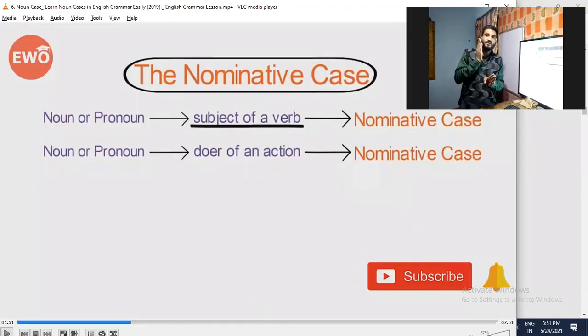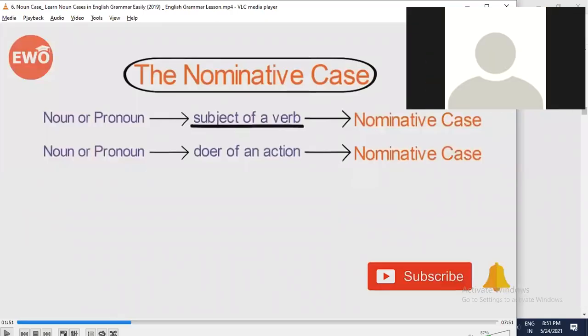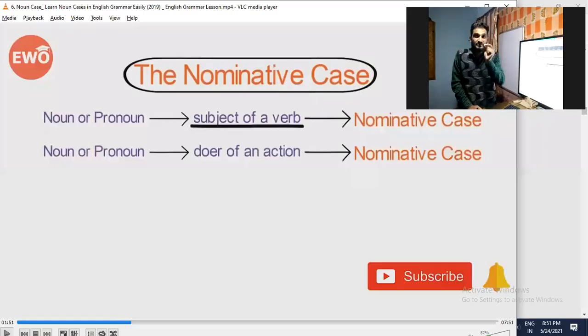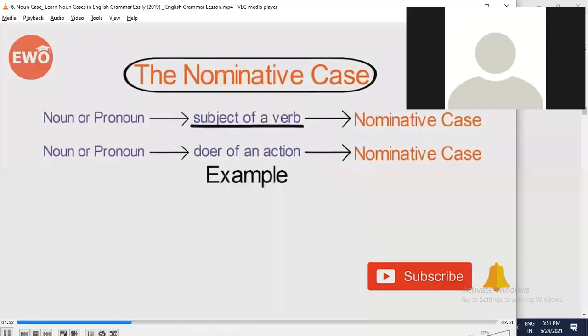Simply, nominative case is also called the subjective case. Nouns used as the subject and pronouns used as the subject are in the nominative case. That is called a nominative case.